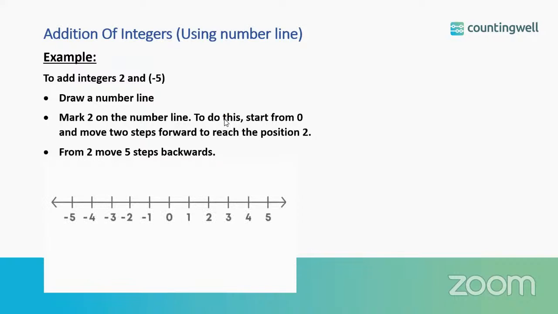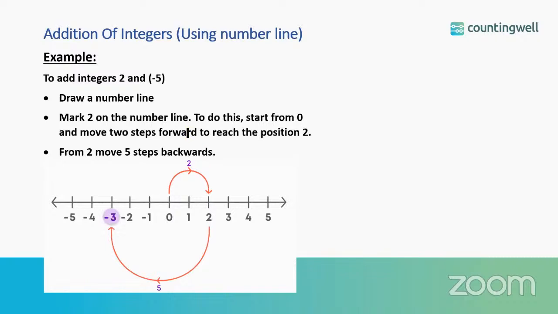Let us see how we add integers using a number line. Suppose we want to add integers 2 and minus 5. The first step is to draw a number line. So here we can see we have a number line. We have to mark 2 on the number line. So where is 2? 2 is 2 units right side of 0.